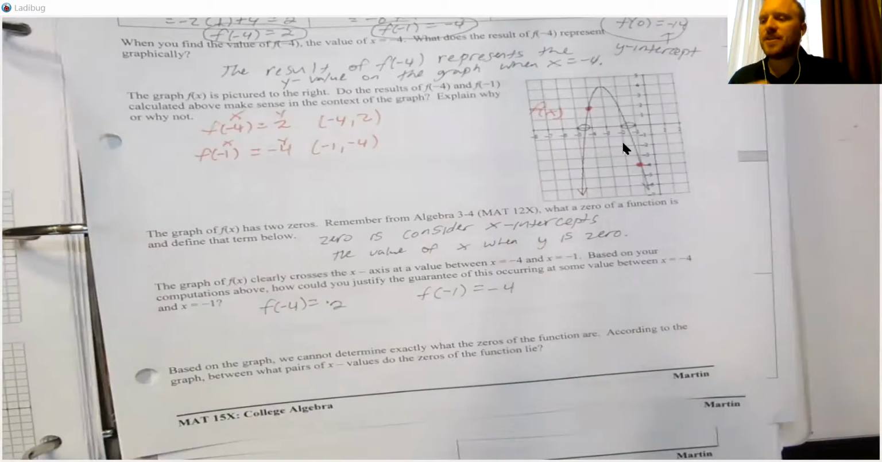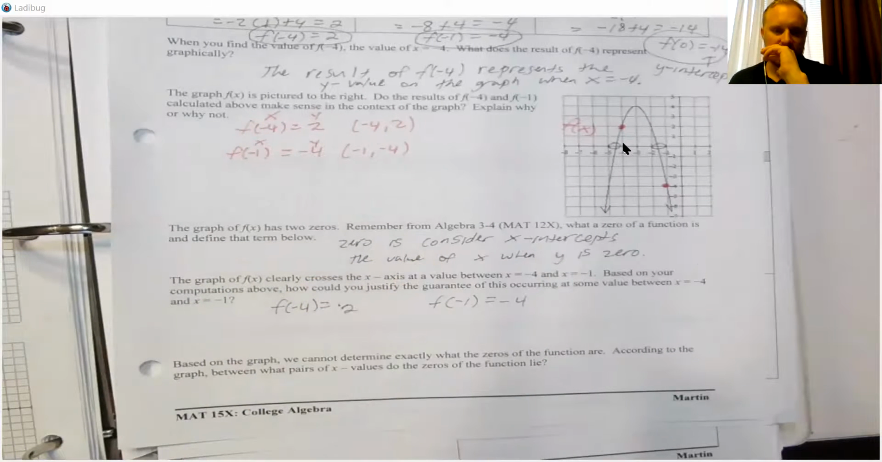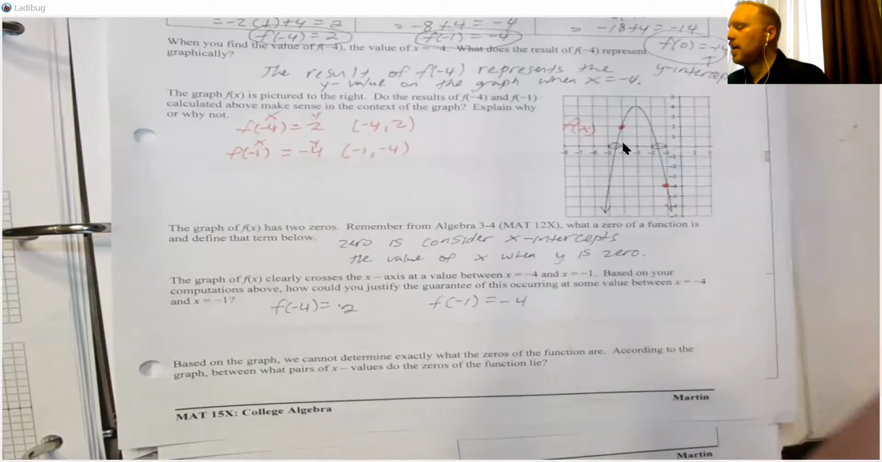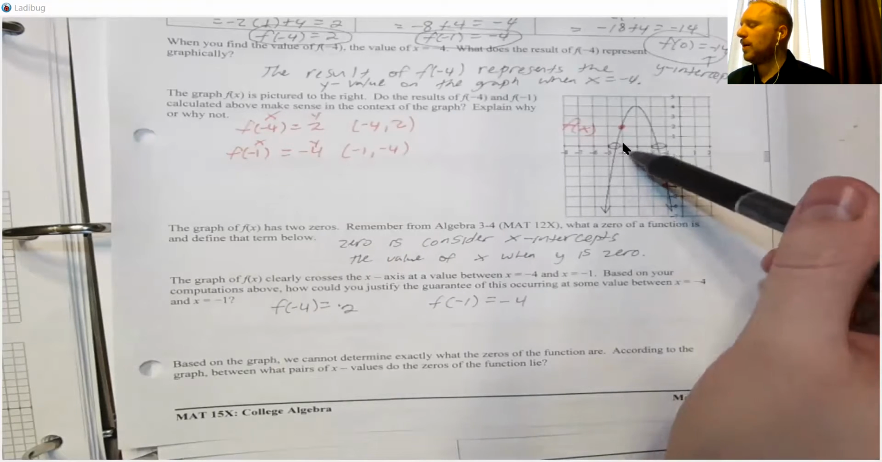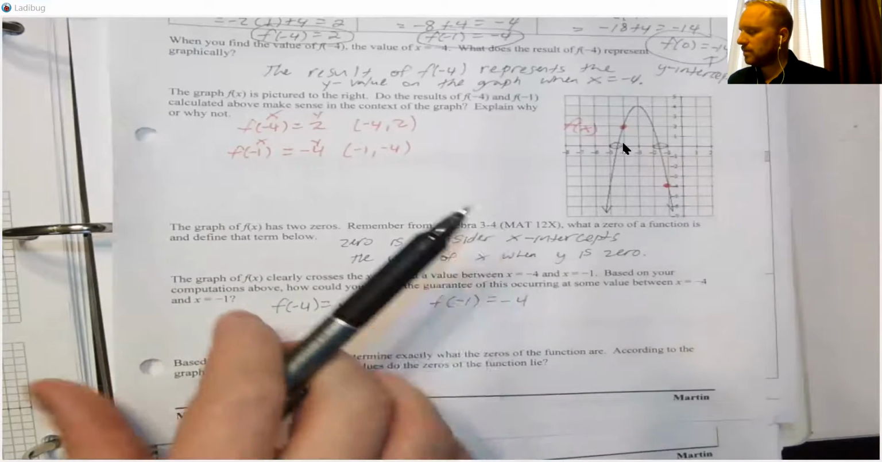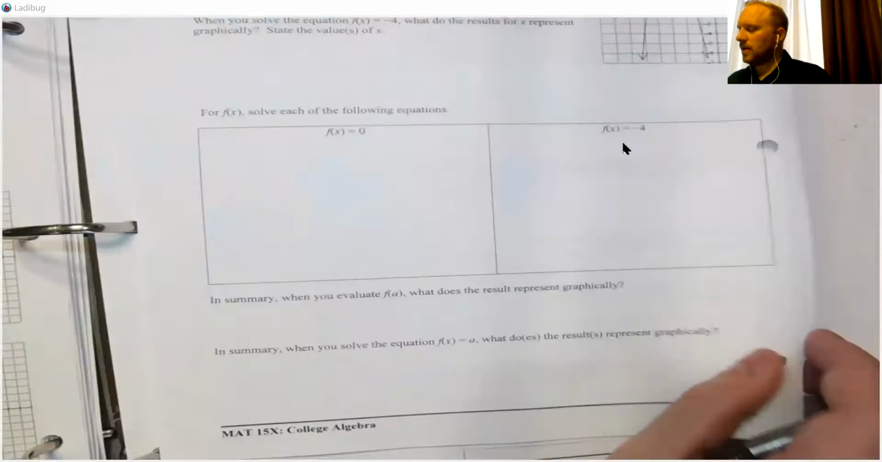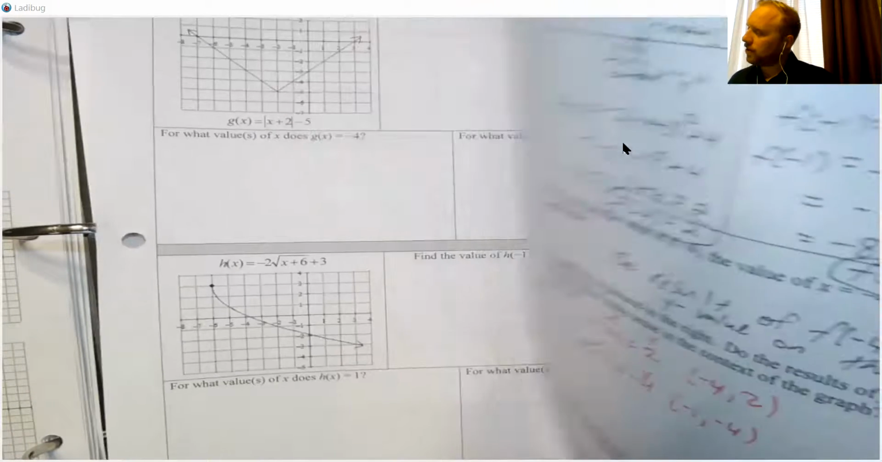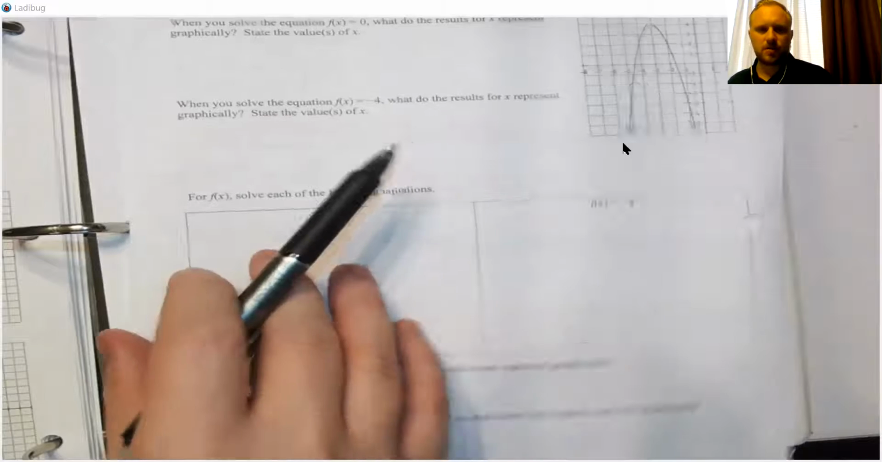Okay? So based on the graph, we cannot determine exactly what the zeros of the function are. According to the graph, between what pairs of x values do the zeros of the function lie? So we've talked about that. We already stated that it had to be in between -1 and -2, that's right there, and it had to be in between -4 and -5. Okay? Let's go on to the next slide, where we have, I believe, our same function. Yep, that's our same function.